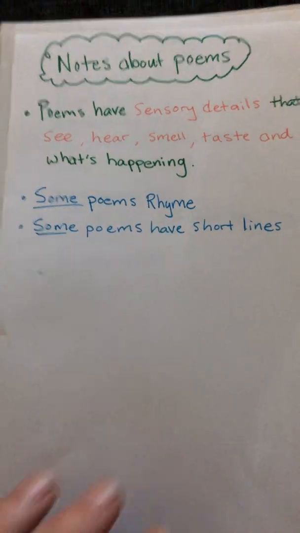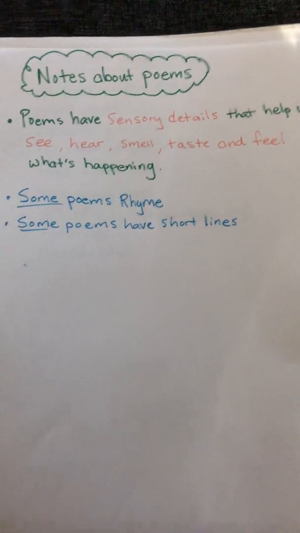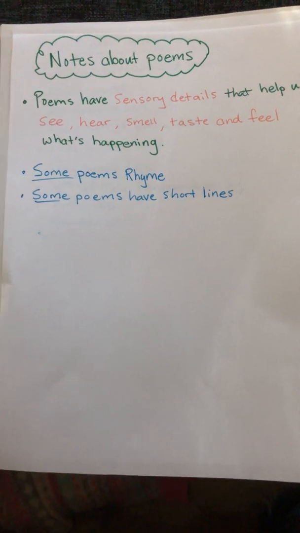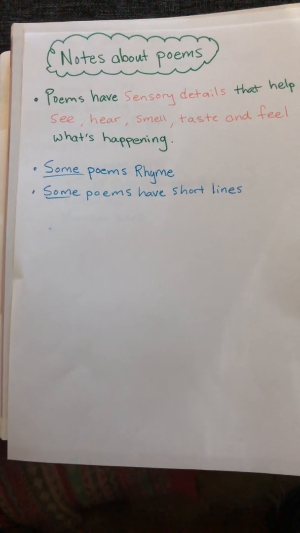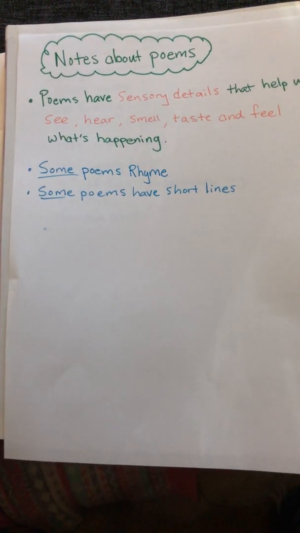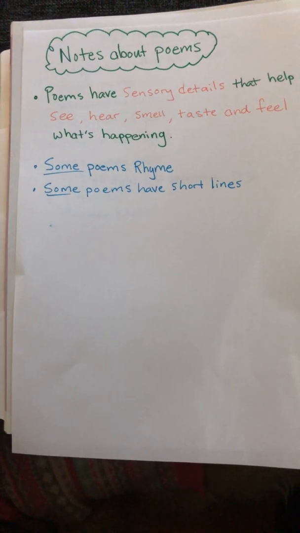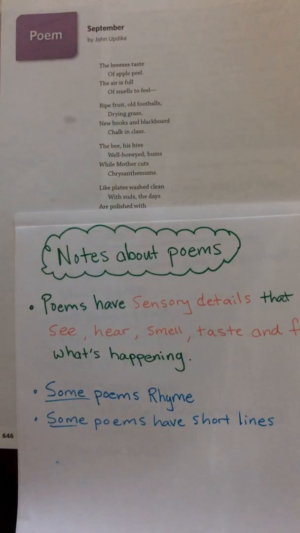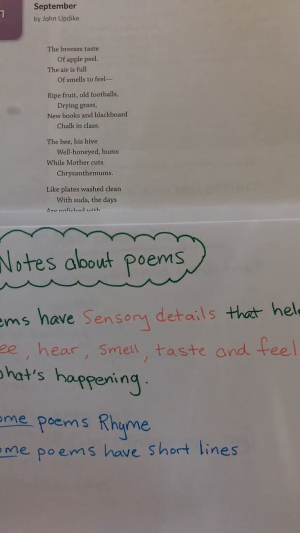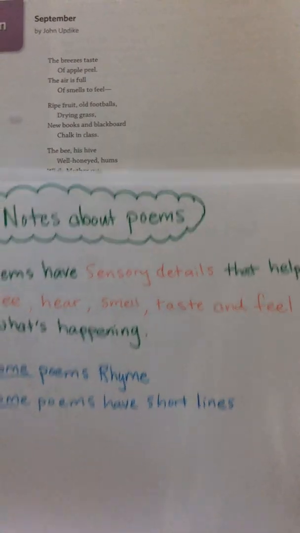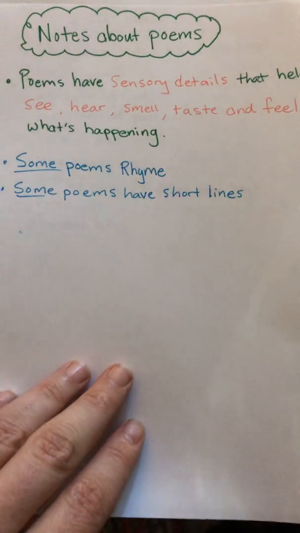And when I write that poem, I want to make sure that I'm focused on sensory details today. So sensory details are things that we can see, hear, smell, taste, and feel. You know, what's happening to show the action. And we know that some poems have rhyme, right? And some poems have short lines. So as you can see in the poem September, the lines are pretty short in this poem. That doesn't mean that all poems have to be written with short lines, but some can have short lines.